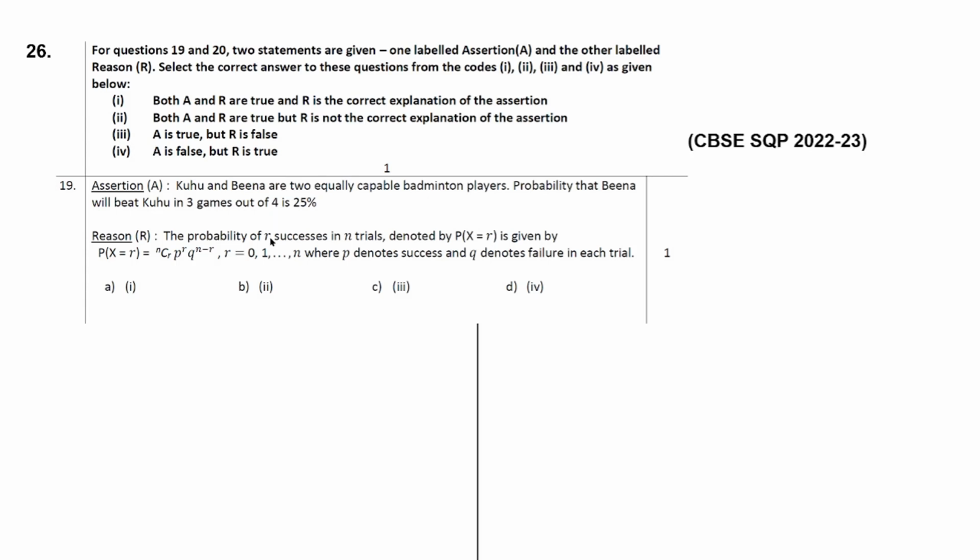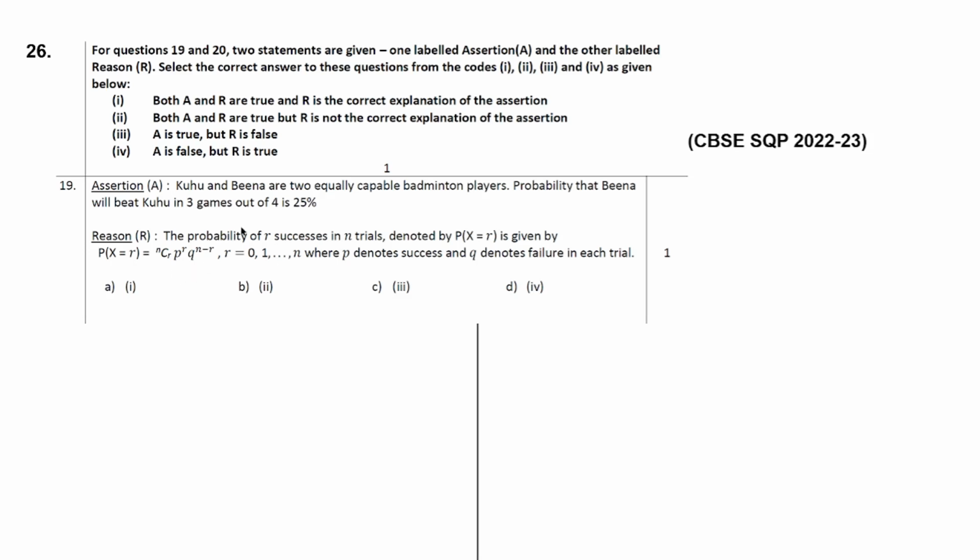So we have the assertion reason question given. Assertion: Kuhu and Beena are 2 equally capable badminton players. Probability that Beena will beat Kuhu in 3 games out of 4 is 25%. So this is the assertion given. This we have to check. Reason: probability of r successes in n trials, denoted by probability of X equal to r, is given by nCr p raised to r q raised to n minus r, for r equal to 0, 1, 2 up to n, where p denotes success and q denotes failure in each trial. So this is the reason which is given. Here we can see that the reason is true, that is, in a binomial distribution the probability of r successes is given by this formula.